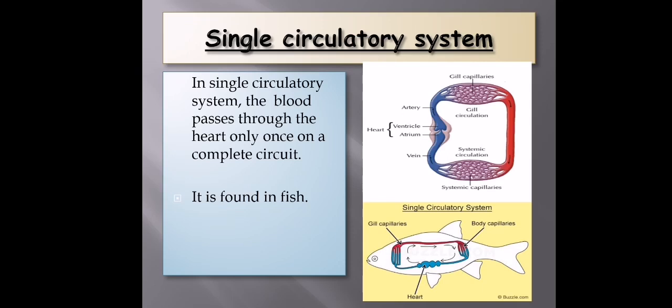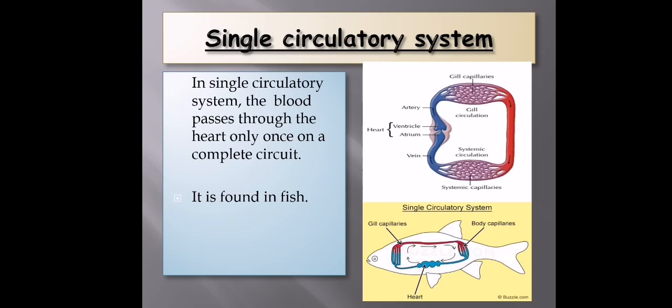Why does the blood pass through the heart once only in single circulatory system? The reason is the fish has only a two-chambered heart, so there is no left or right side. The gills in the fish, as you all know, the fish respire with the help of their gills. They do not have lungs, so their gills work like our lungs, as shown in the picture. Can you see the gill capillaries are present in the fish? There are no lungs, and the blood is circulating only once through the heart.